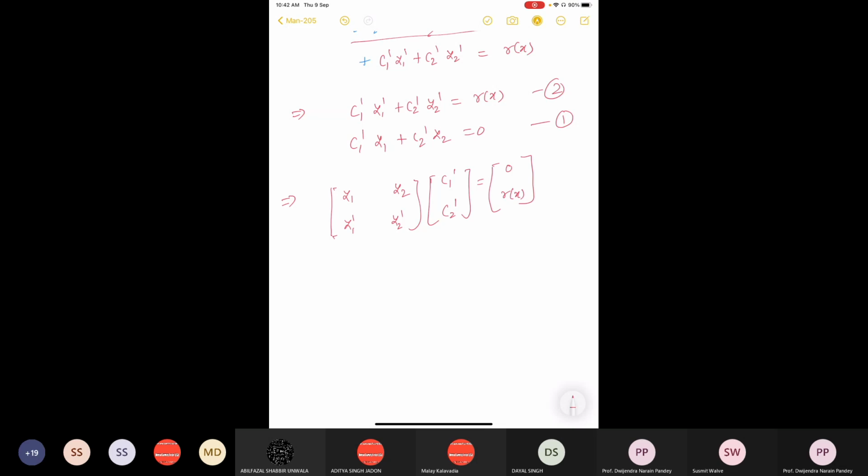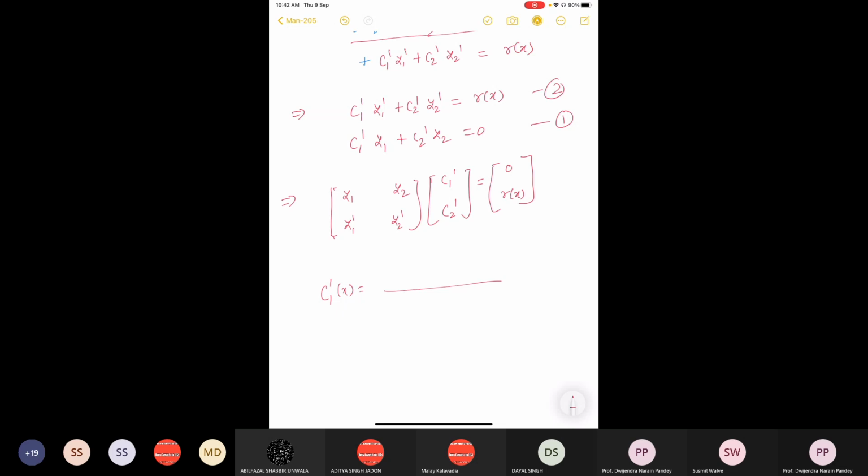So this is a kind of algebraic equation. Right now I cannot say it is algebraic, but it is an equation which is written in the format Ax equal to b. So from this we want to find out the values of c1 dash and c2 dash. So what is the value of c1 dash of x here? Anybody?